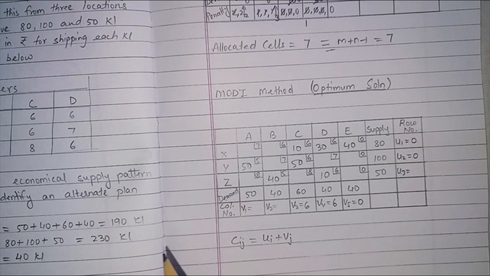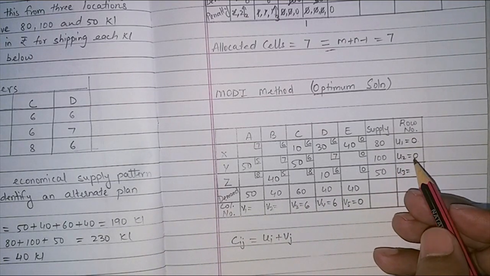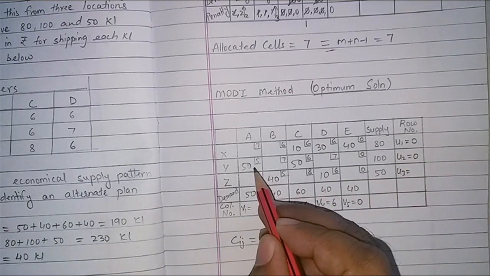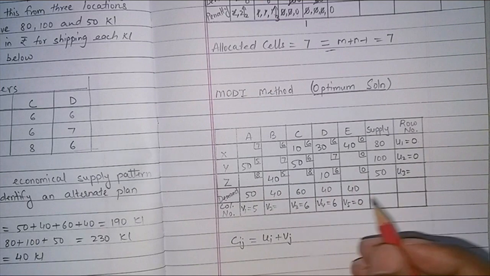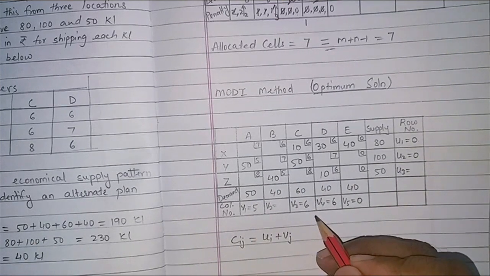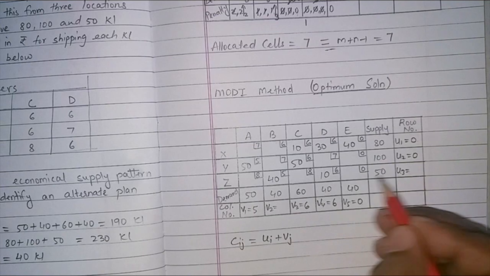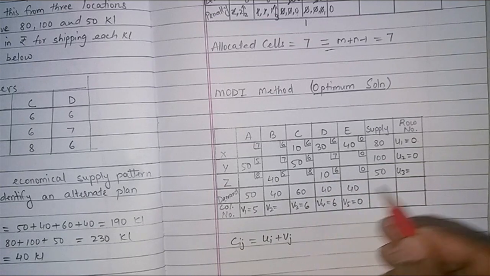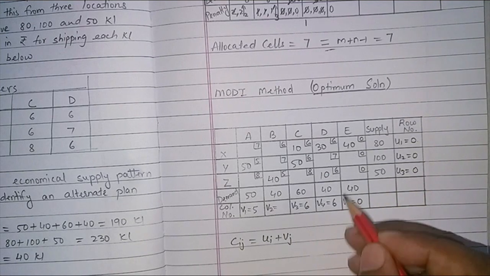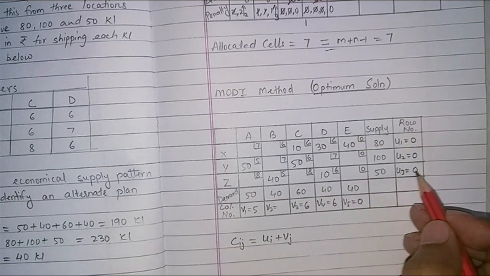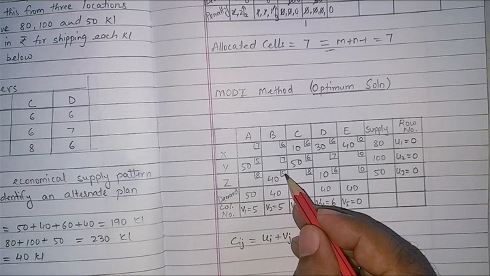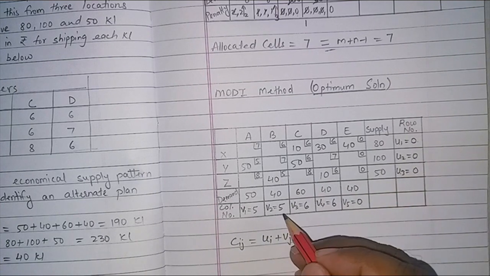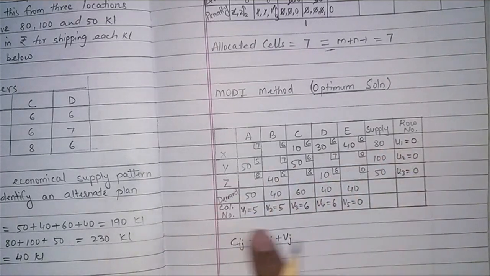Got it? Next, I will check whether I get the other numbers here. Here we have, so this will be 5. 0 plus 5 gives you 5. Any other number that can be found? We have U3, we have an allocated cell, so this will be 0 again. So 0 plus 6 will give me 6, and if this is 0, this will be 5 because we have an allocation here. So we have U3, that is 0 plus 5 equal to 5, and this is how we find all the values of U's and V's.